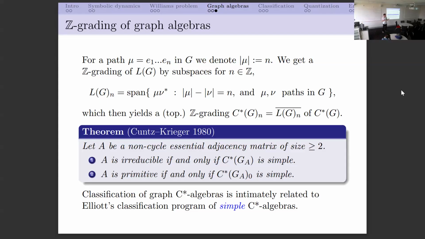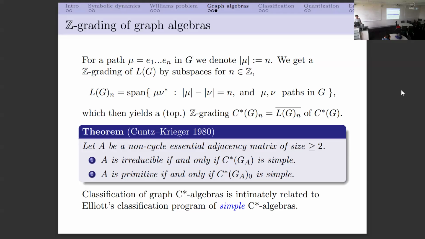I'm trying to say when two such matrices are isomorphic in certain ways. And that goes hand in hand with something called the classification program of Elliott for simple C-star algebras. It's more complicated than that, there are more adjectives that one has to put there. But let me not get into that.